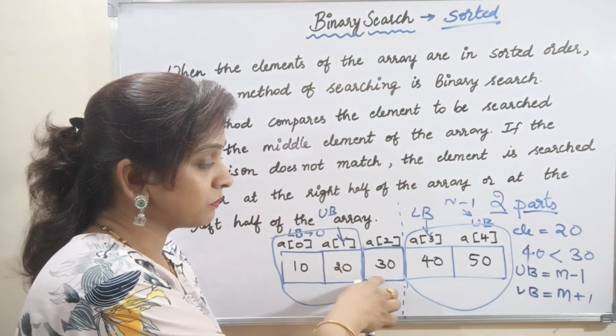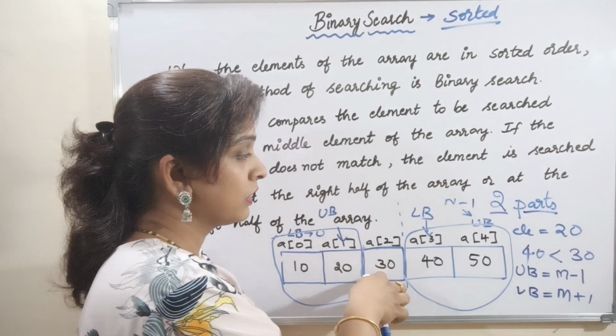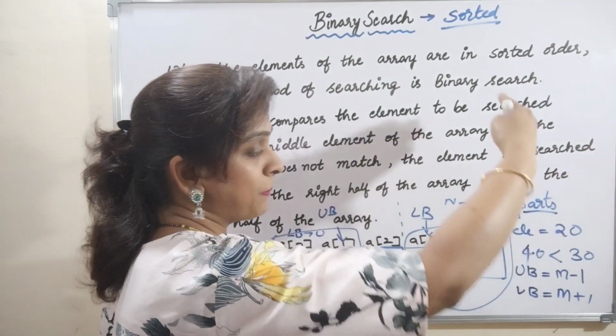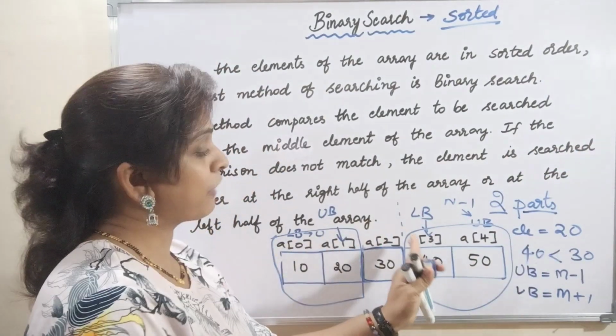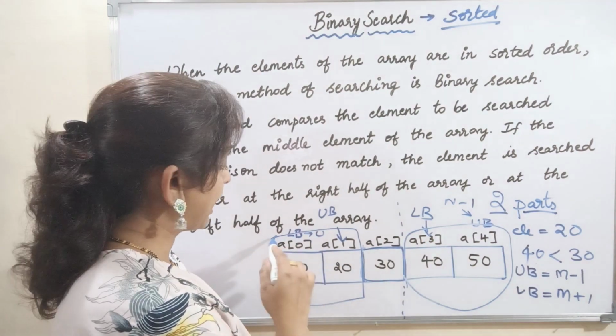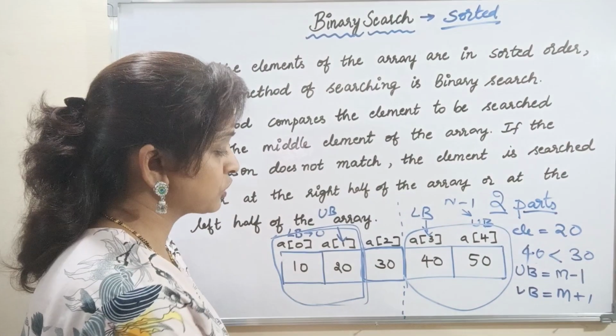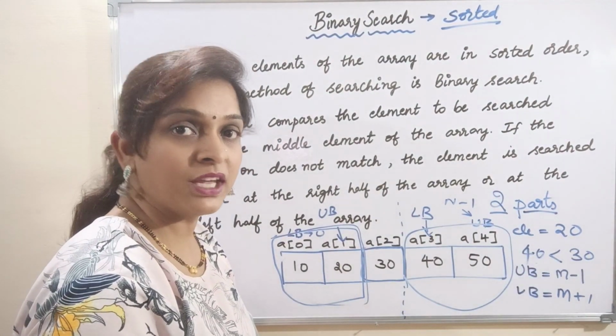But if the search element is greater than the mid element, then what should I do? I have to move towards the right, where the upper bound remains the same. The lower bound, I have to bring it here. So I need to search any one portion of the array based on the condition, either the left portion of the array or the right portion of the array.